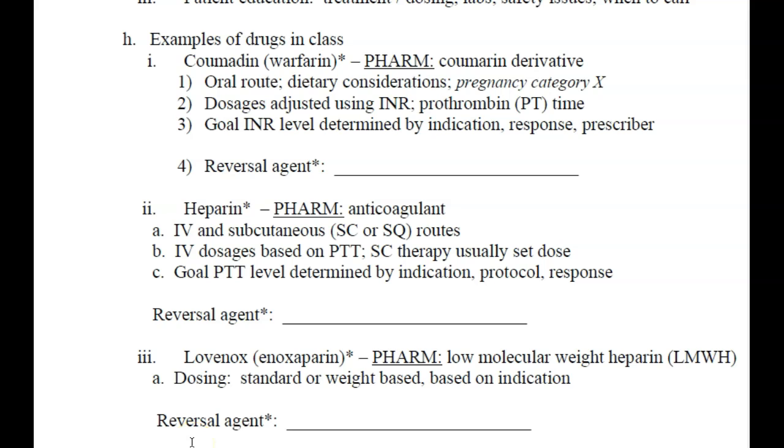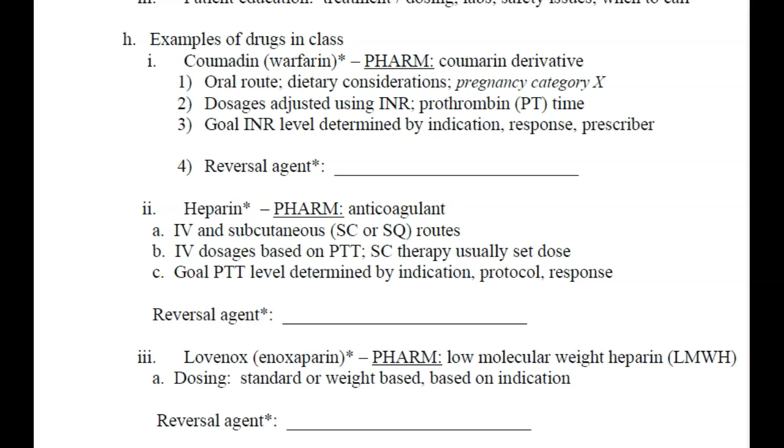So it's given through oral route, and there are some dietary considerations, and it is also considered a pregnancy category X. Diet with warfarin, it is very important to educate the patient to avoid green leafy vegetables rich in vitamin K, as it interferes with the effects of warfarin if consumed in large amounts.